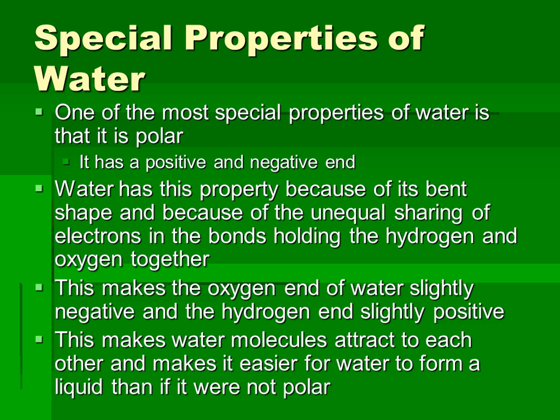Now, one of the most special properties of a molecular compound, and we're going to talk about water here, is the polarity in water. That means it has a positive and negative end. Water has this property because of its bent shape and because of the unequal sharing of electrons in the bond holding the hydrogen and oxygen together. This makes the oxygen end of the water slightly negative and the hydrogen end slightly positive. This makes water molecules attract to each other and makes it easier for water to form a liquid than if it were not polar.